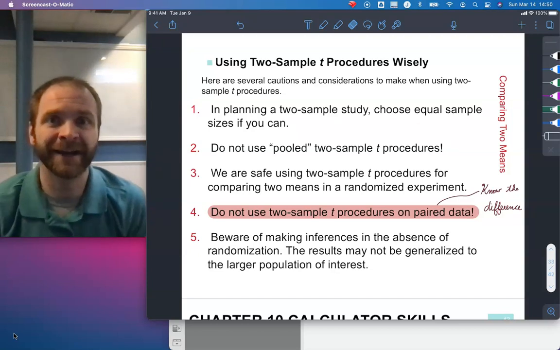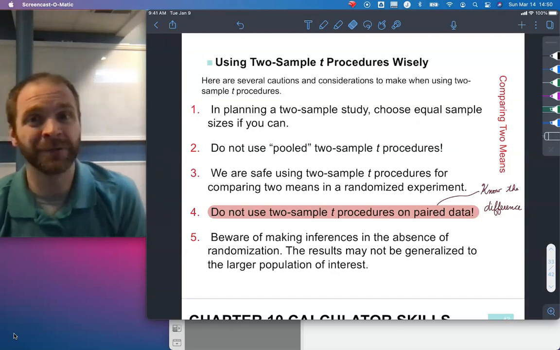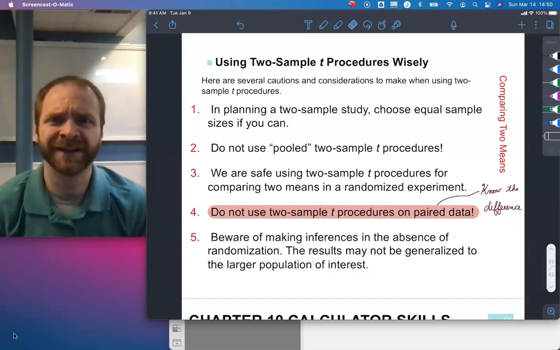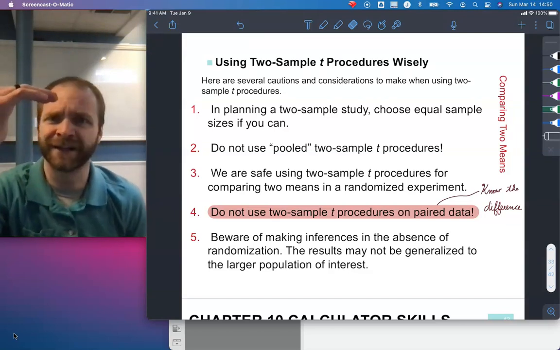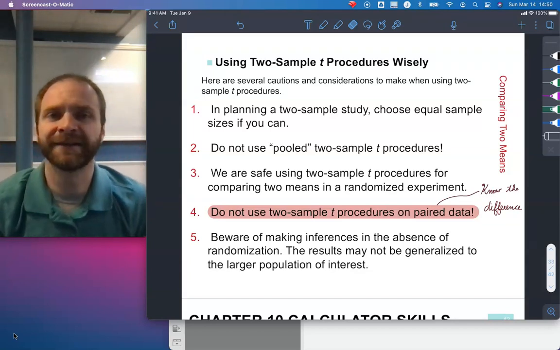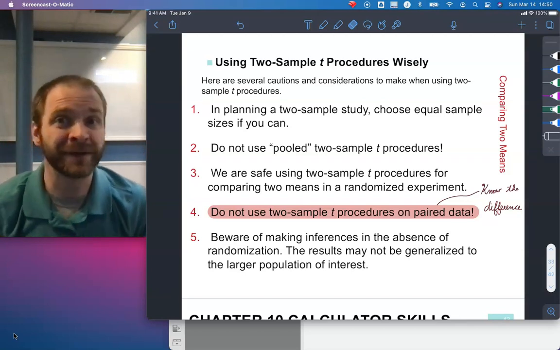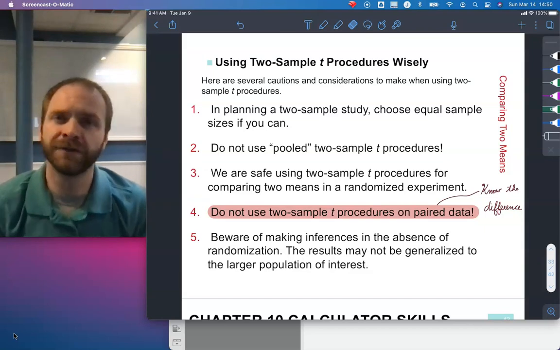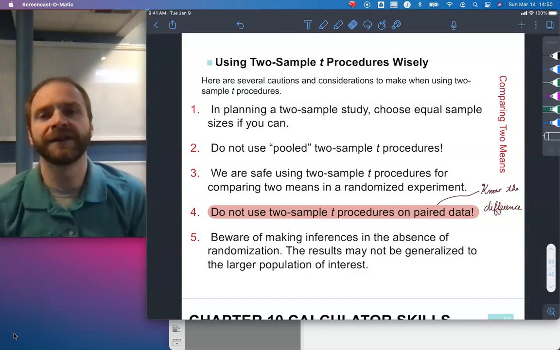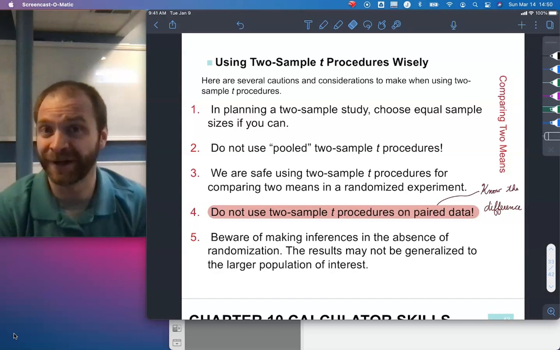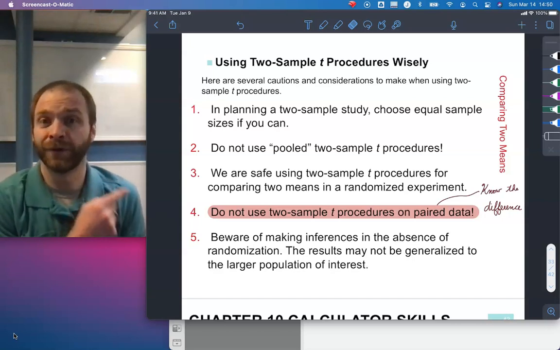You saw the one where we had an experiment of 21 and one group was 10, one group was 11. But you don't want to look at a two sample t procedures test with a sample size of 500 and compare it to a sample size of 20. It's just not good. So try and make them equal sample sizes if you can. And do not use the pooled two sample t procedures. Do not do that. We are safe using t procedures for comparing two means in a randomized experiment. This is telling you experiments still play a role for us.